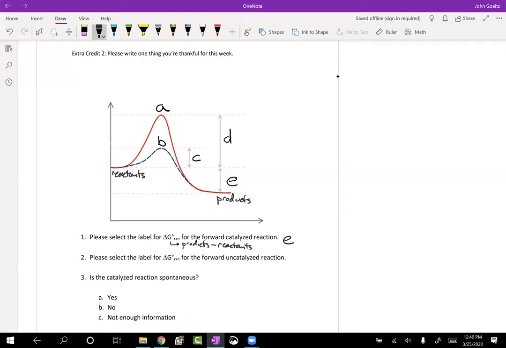And let's take that and let's look at question two here. Please select the label for delta G of the reaction. Seemingly the same thing, except now it's for the forward uncatalyzed reaction. Which one is going to work for this? Well, again, products and reactants don't change just because you have a catalyst. So let's look at E.